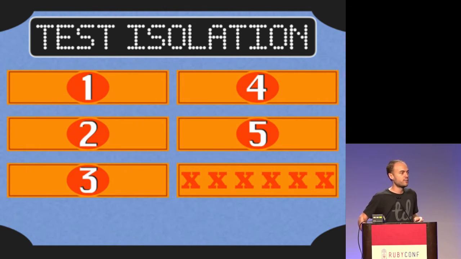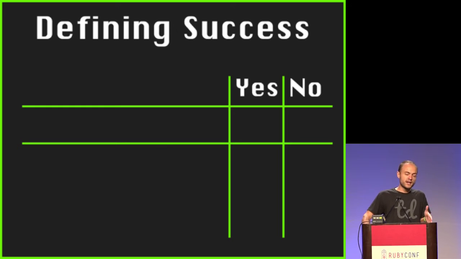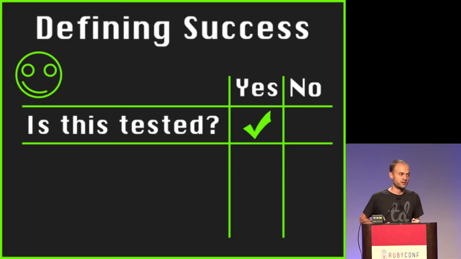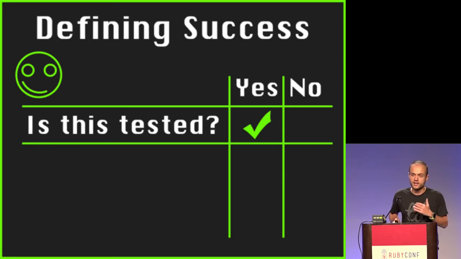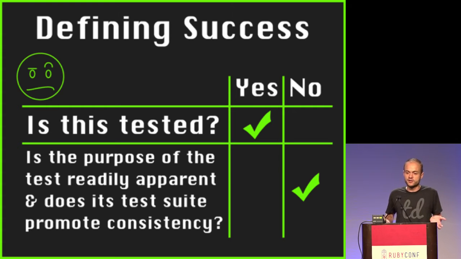And the first thing I want to talk about that really cheeses me off is unfocused test suites. So most teams define success in Boolean terms when it comes to testing. They have one question: is it tested? And if the answer is yes, then they feel pretty good about themselves. But I think we can dig deeper. Like, my question is, hey, is the purpose of each test readily apparent? And does its test suite promote consistency? And very few teams can answer yes to this question.